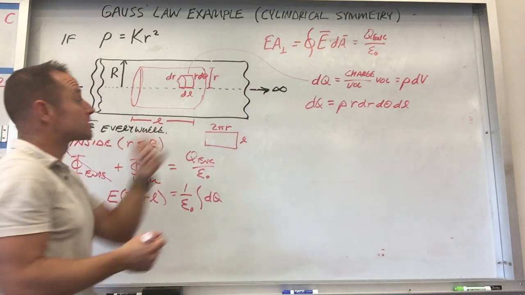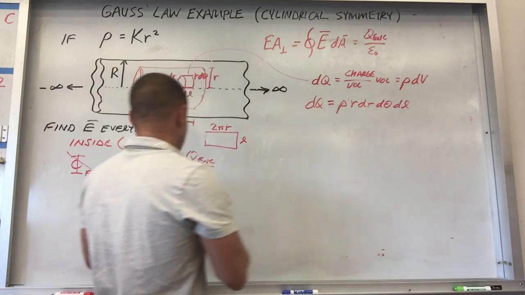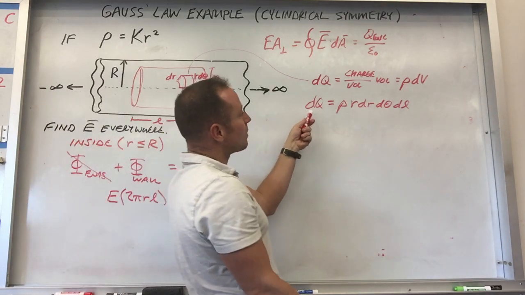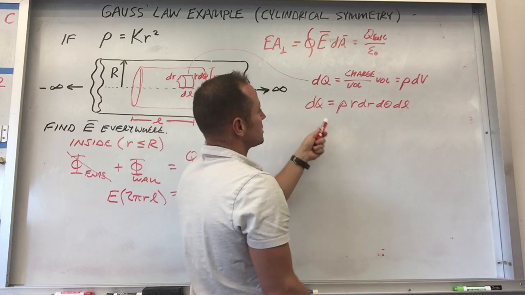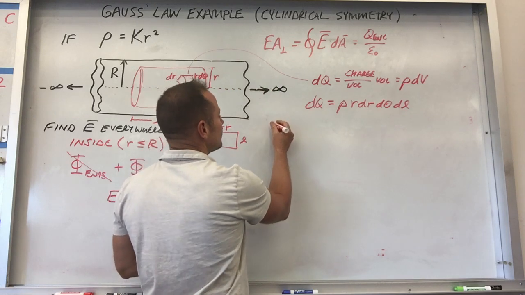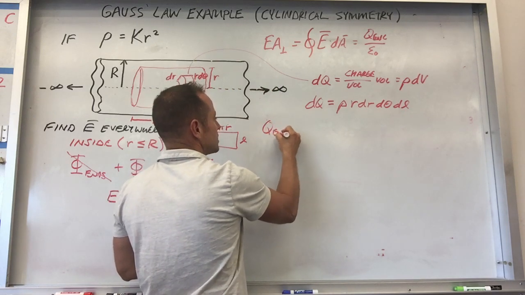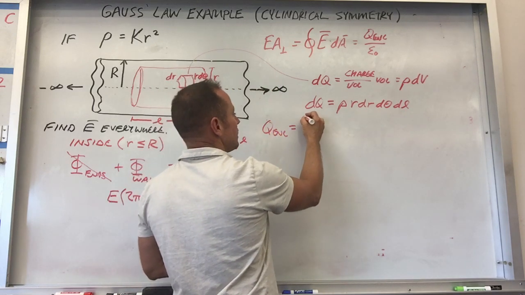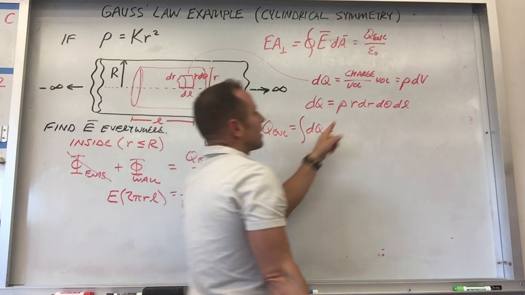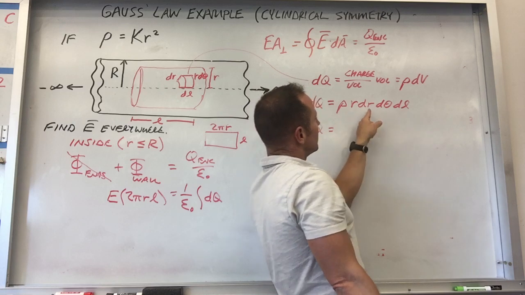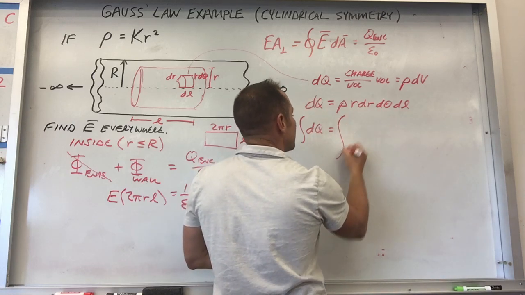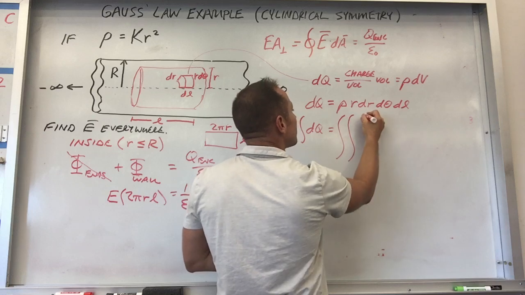And now what we need to do is sum them all up, right? Just by logic, total charge is the sum of the little bits of charge. So what we need to do is sum all these things up. Well, we have 3 variables that are changing. So the integral of dq, which is our q enclosed, is going to be the sum of the dq's. We've got a triple integral coming because you have 3 variables that are changing. Here's our triple integral.